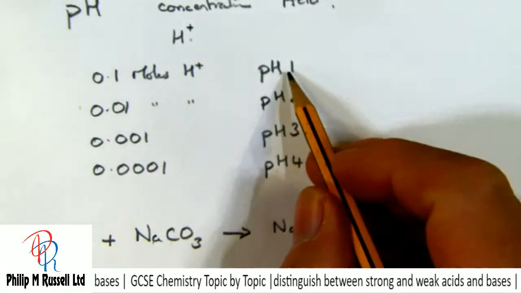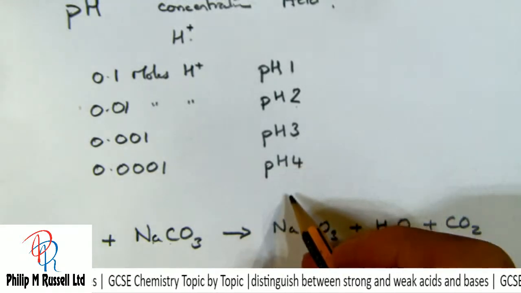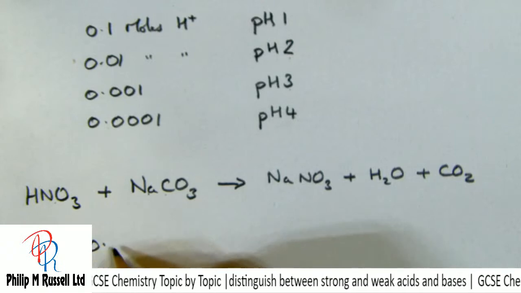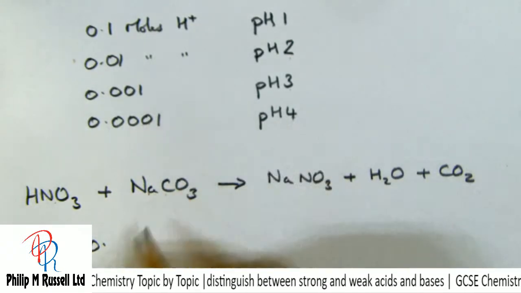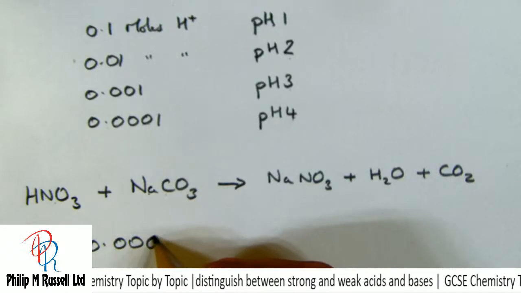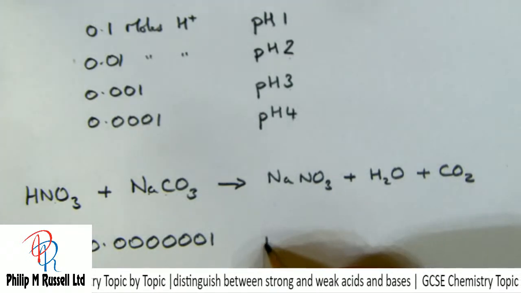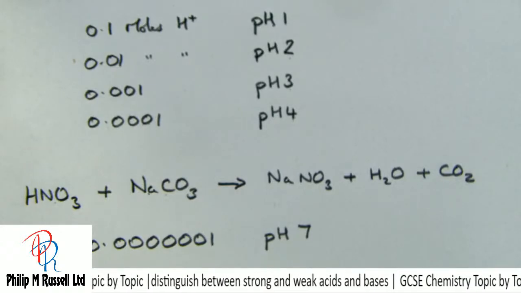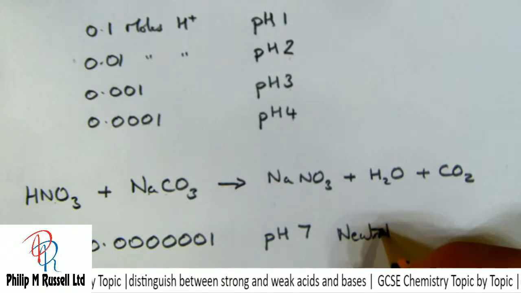I mentioned earlier we had pH 1, 2, 3, 4, but many people know that we get down to 7. So if I do 0 point, and we have 3 noughts makes pH 4, so if I do 1, 2, 3, 4, 5, 6 and a 1, that's going to give me pH 7. And this, we know, is neutral.